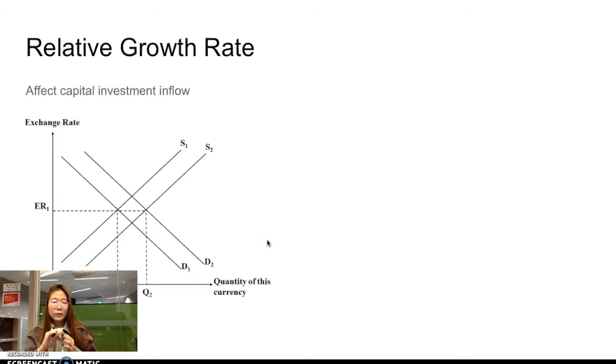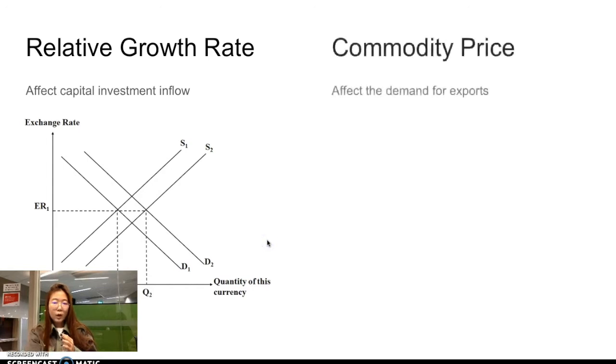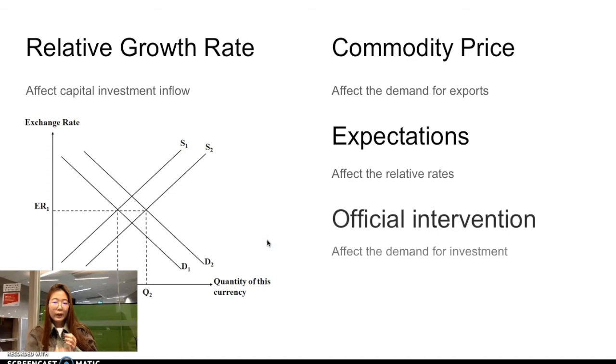The economic growth rate will also affect the exchange rate, due to its effect on the demand for imports and investment capital inflow, while the level of commodity prices will affect the demand for exports. Expectations of future exchange rates can become a self-fulfilling prophecy. Exchange rates are also influenced by intervention by central banks or governments in order to float the exchange rate.